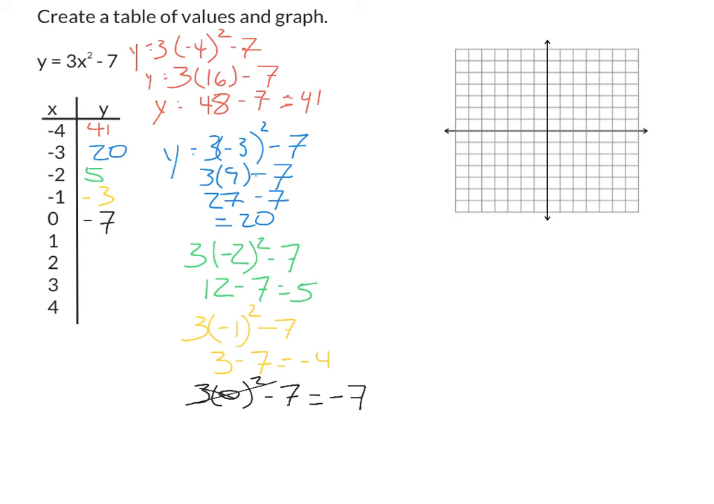Let's go back up now to 1. 3 times 1 squared minus 7. Well, 1 squared is 1, times 3 is 3. We get -4. We got that before, didn't we? Right there, and I wrote the wrong thing. There we go. Let's put the 2 in. 3 times 2 squared minus 7. 2 squared is 4, times 3 is 12. 12 minus 7 is 5.